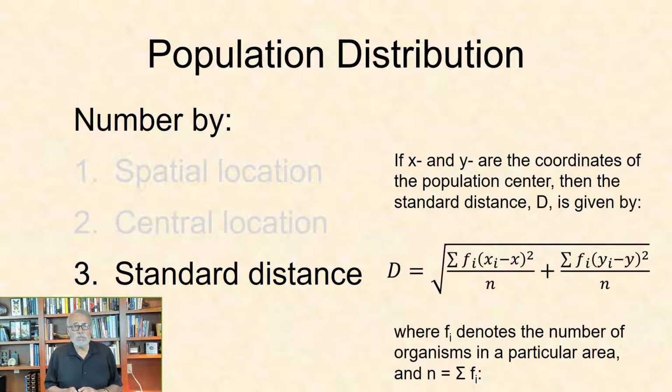We have number by standard distance. If X and Y are the coordinates of the population center from the formula just presented, then the standard distance D is given by this formula, where Fi denotes the number of organisms in a particular region, and N equals the sum of the Fi individuals. This is the formula for the spatial version of the familiar formula for standard deviation.